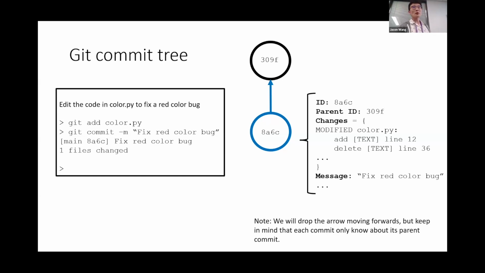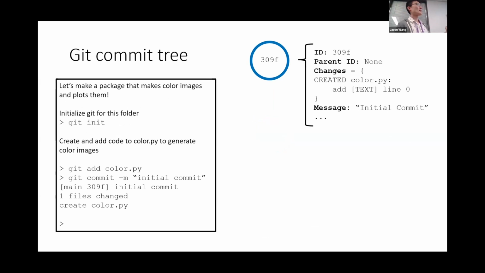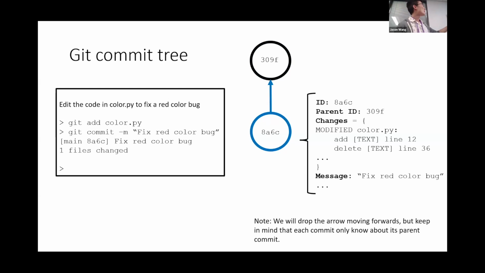But 309F, if you recall, knows nothing about 8A6C, right? This is everything in 309F. None of it knows about what commits come after it. It only knows about itself and its parents. And it's only the next commit that knows about what it spawned from previously. So 309F knows nothing about the existence of 8A6C, but 8A6C knows about 309F. Okay, we're going to drop these arrows moving forward just because I got lazy. I think I got way too busy in the PowerPoint.